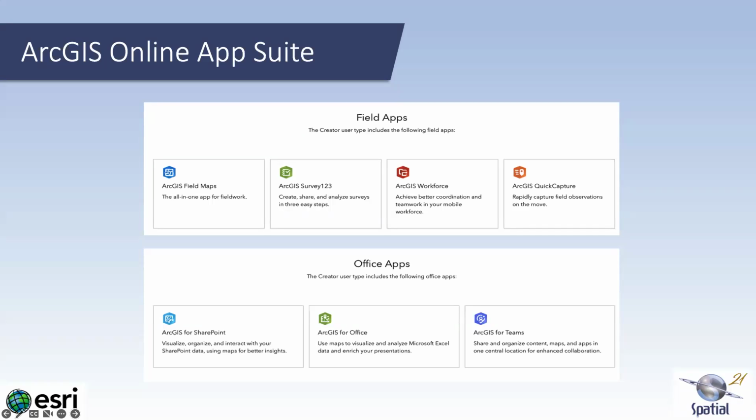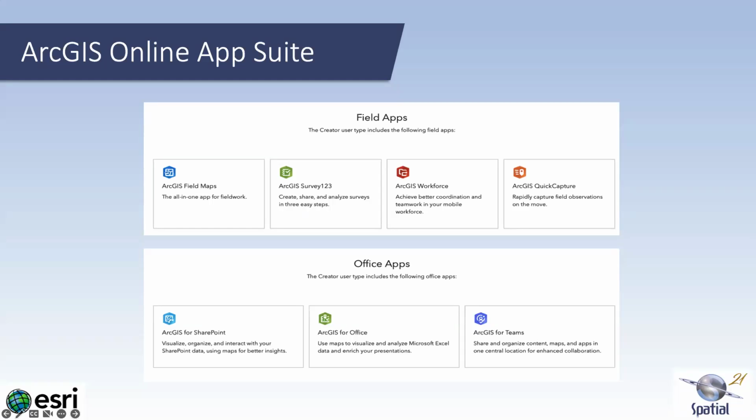And if you need to quickly capture field observations on the move, let's say they're monitoring wildlife for animals that are actually moving, QuickCapture is a good tool for something like that. So your field apps will have access to that. Your creator has access to everything. So if you're the administrator, you can also go in the field and collect data if you choose to do that on that particular day as well. And you have Office apps, which is ArcGIS for SharePoint, ArcGIS for Office, and ArcGIS for Teams available. And yeah, that would cover what I would say is the ArcGIS Online portion.